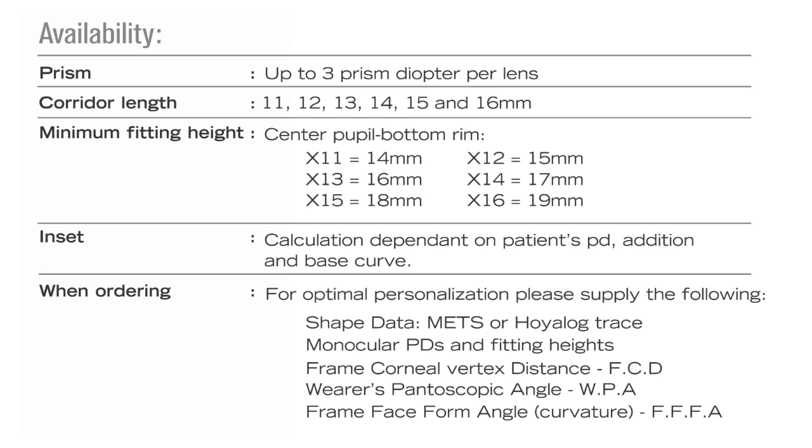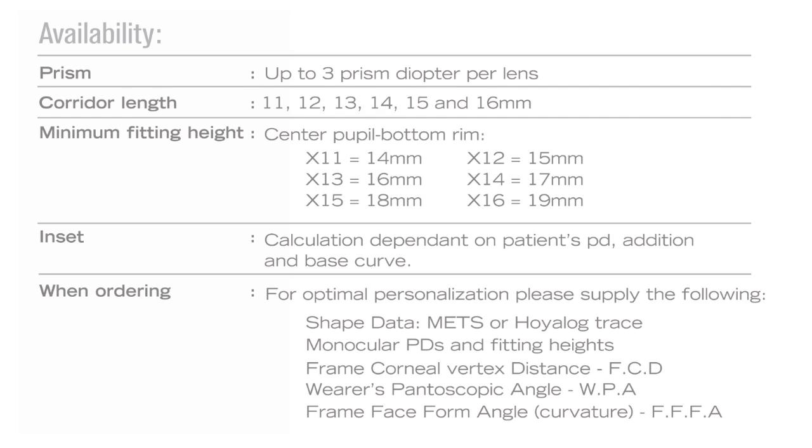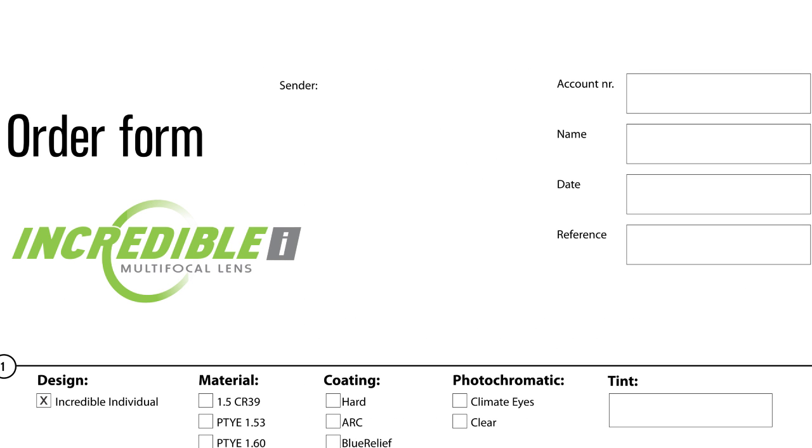You can now decide to go with a different corridor. You can now specify a corridor length that varies in increments of 1mm, ranging from 11mm all the way up to 16mm. Let's look at the manual order form for the Incredible Individual.